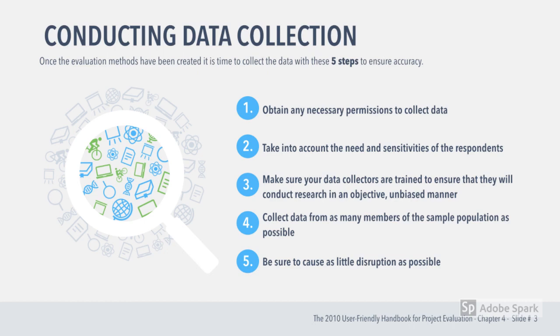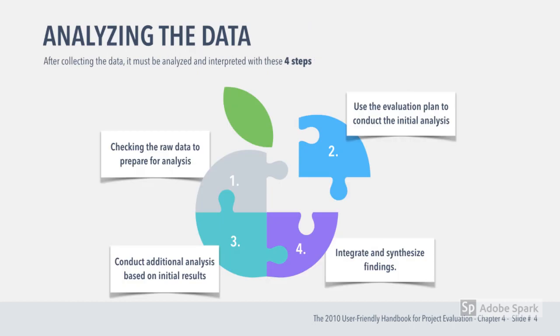Lastly, the data collector should be sure to cause as little disruption as possible, meaning that the data collector should be sensitive to the schedules and time constraints of its participants. Now let's take a look at analyzing the data in these 4 steps. The first step is checking the raw data to prepare for analysis. The very first step when examining raw data is to eliminate data that seems unlikely or out of line. After, prepare the data for computer analysis.